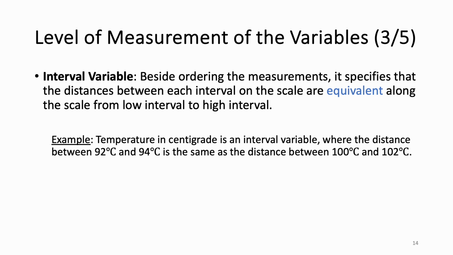An example of that, so think about the temperature that is measured in centigrade. This could be an interval variable where the distance between 92 degrees and 94 is the same or equivalent to the distance between 100 and 102.